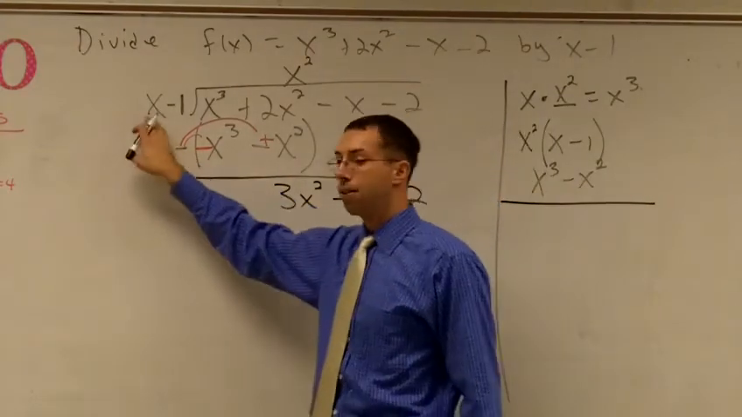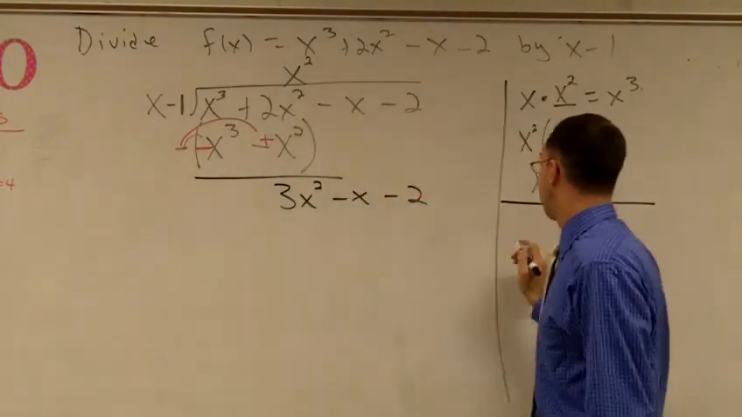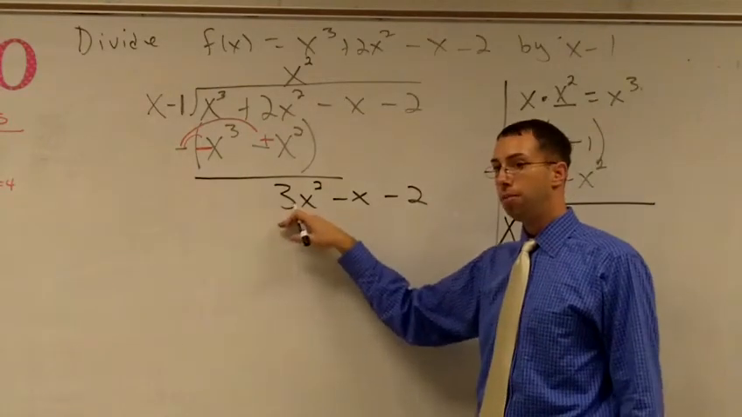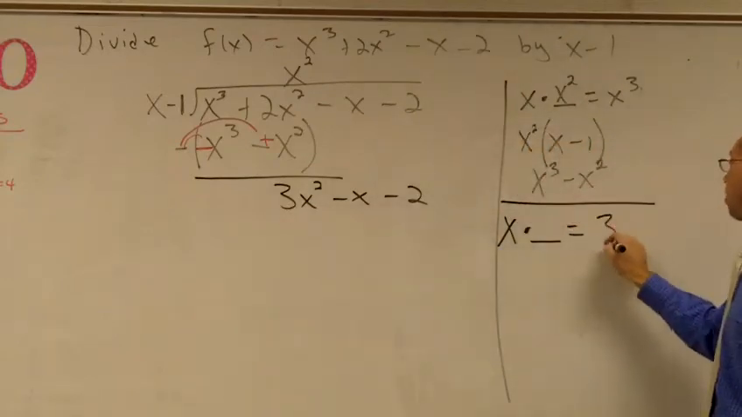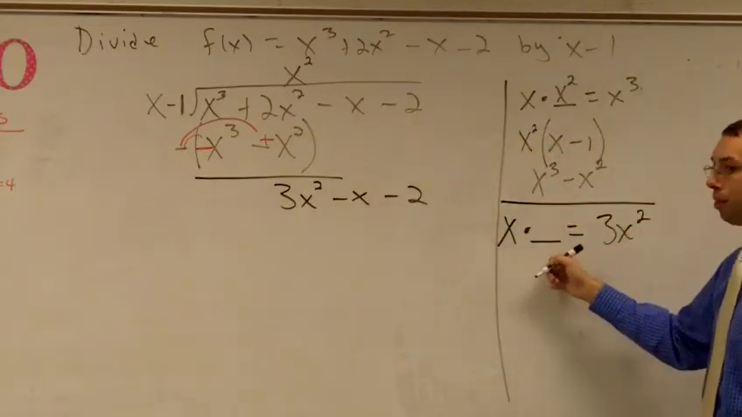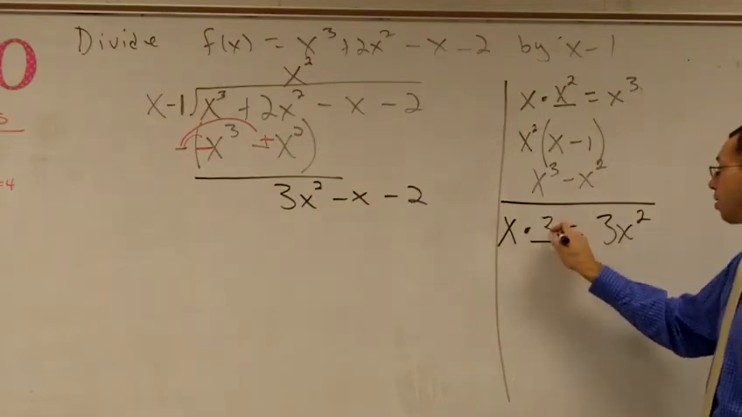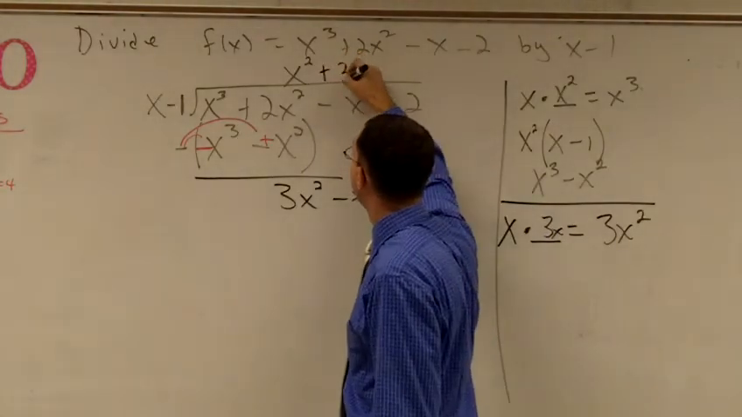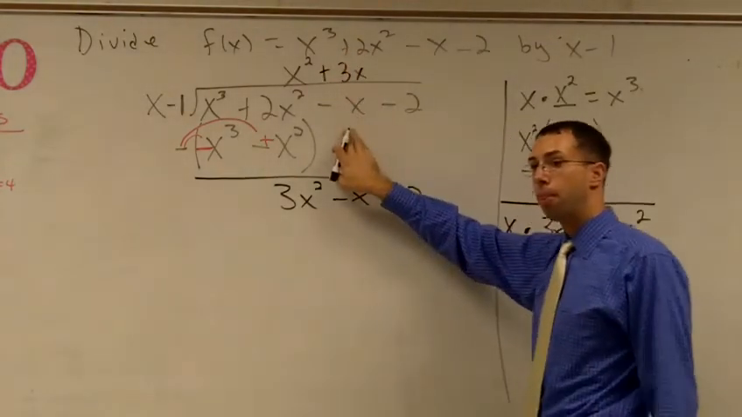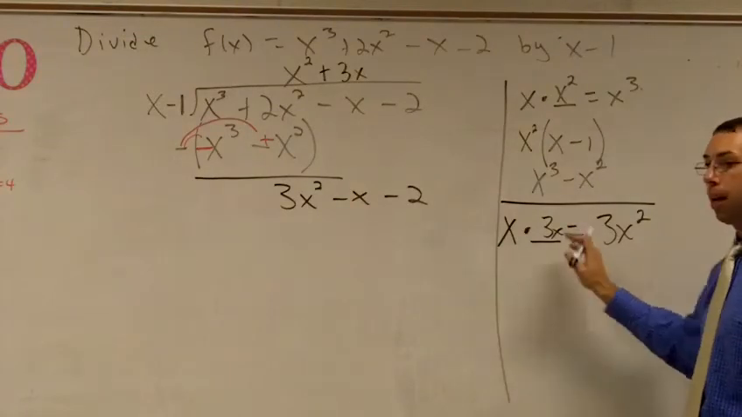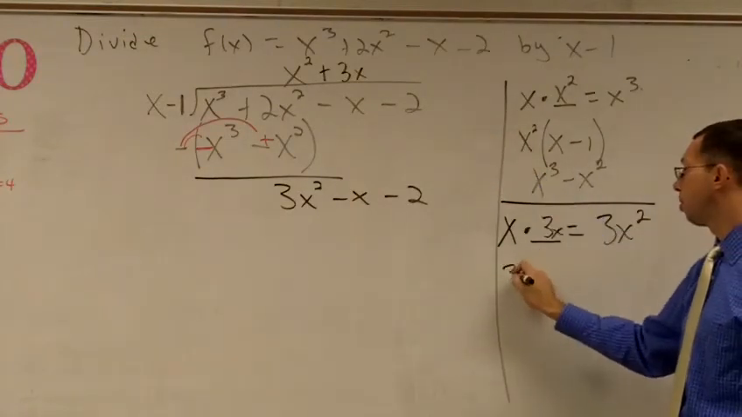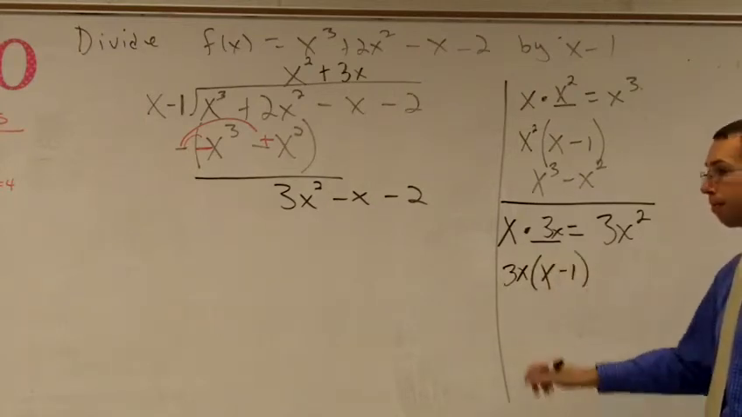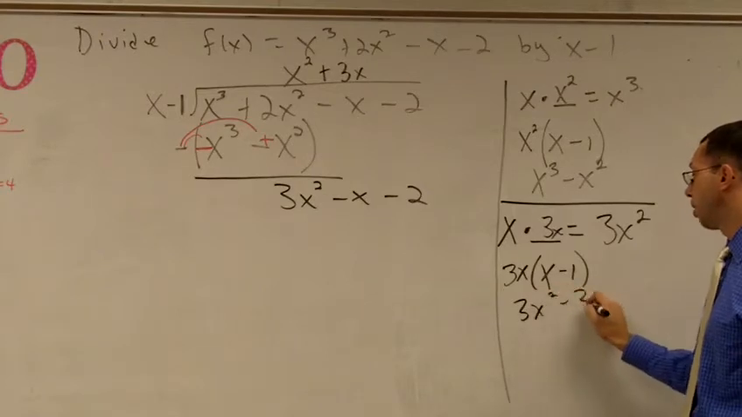So I start with my x again. So I say, okay, x times something has to be equal to the 3x squared. So I ask myself, well, what should I write here on this blank? 3x. So the 3x, that's positive, so that goes up here on top of the x term. Then I'm going to multiply my 3x by x minus 1 so I know what to subtract off. So I have 3x times x minus 1. We all know that's 3x squared minus 3x.